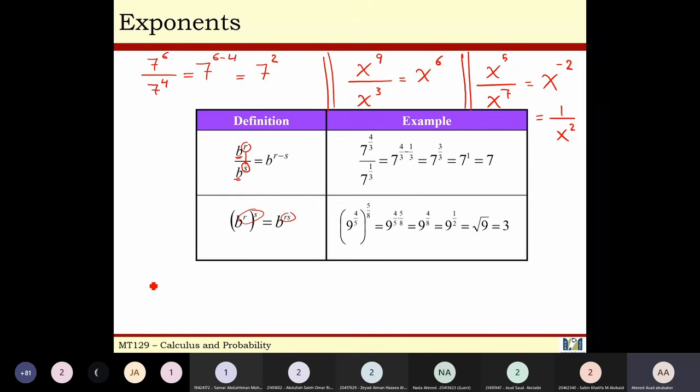For example, if we have x to the power 2 all to the power 4, this means x to the power 8, 2 multiply 4. If we have x to the power 1 over 3 all to the power, for example, 9, we need to multiply 1 over 3 multiply by 9. So we have x to the power 3.